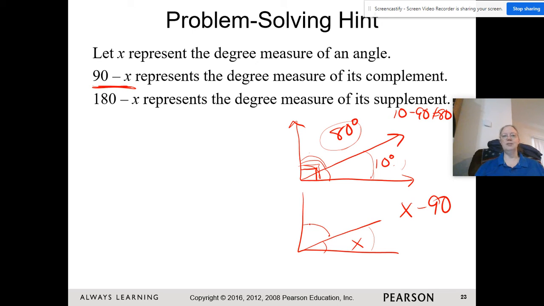If you know one of them and you know the total, you always take the total minus x. One more time, you always take the total minus x. This will come up several times in this class, so please make sure that you understand what this means. Total minus x. So if we've got complements, the total is going to be 90. If we have supplements, the total is going to be 180.